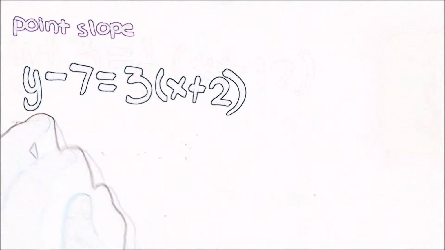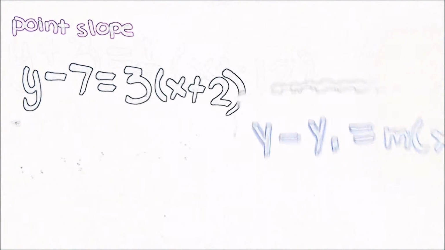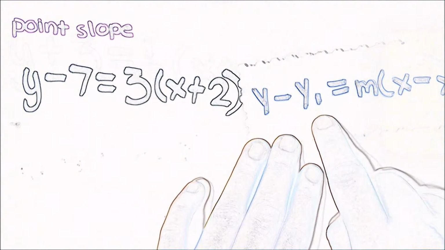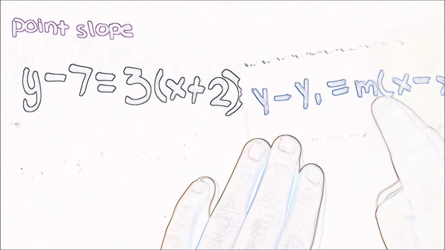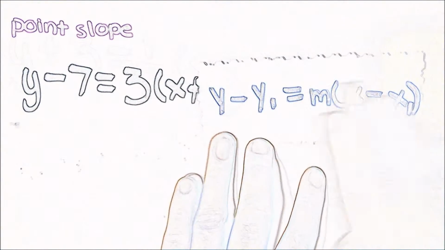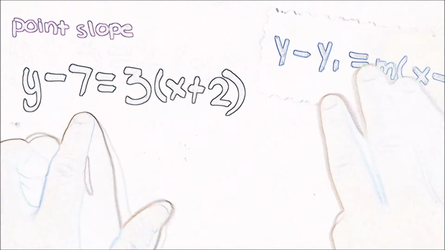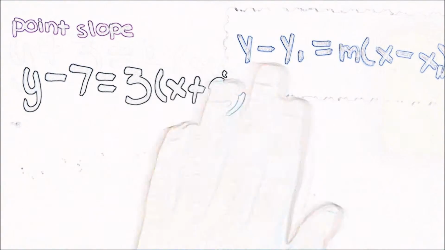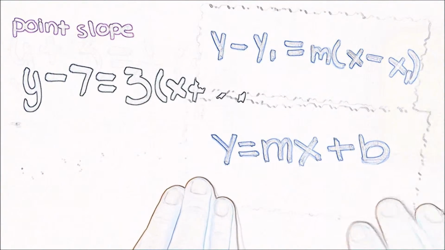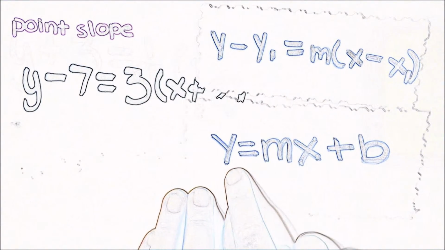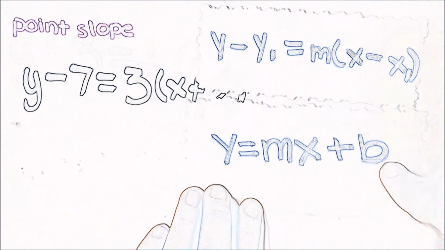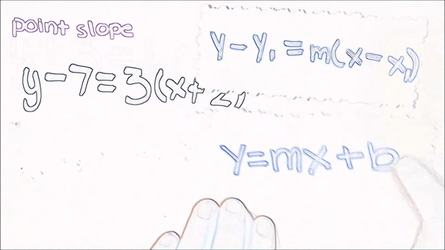Here, the point-slope form, like in this example, always follows the same formula, that is this one: y minus y1 equals m times x minus x1, all right? This never changes. So here we have the point-slope form, and what we have to do is change from this to this, the slope-intercept form, that is y equals mx plus b. b is the y-intercept, remember that.